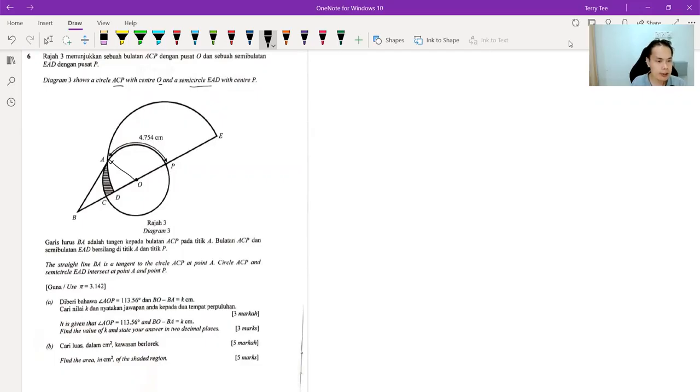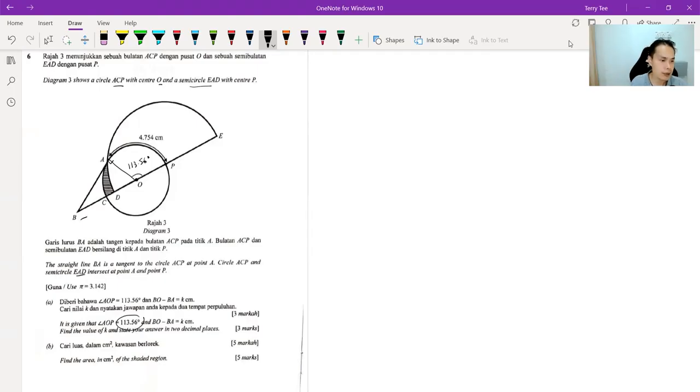They say that the straight line is a tangent, and circle ACP and EAD intersect at point A here and at point P. So we are supposed to find the value of K, given that this angle AOP here is 113.56 degrees, and BO minus BA is K. We're supposed to find the K.